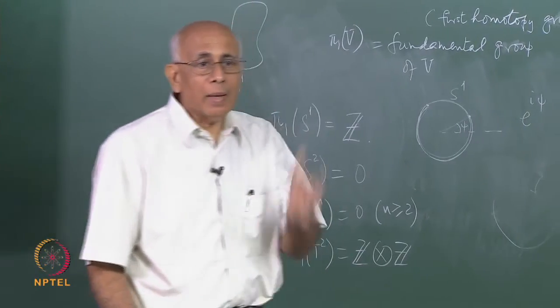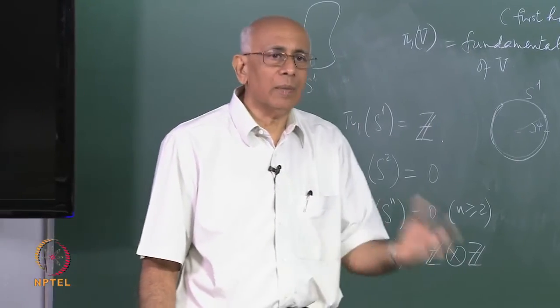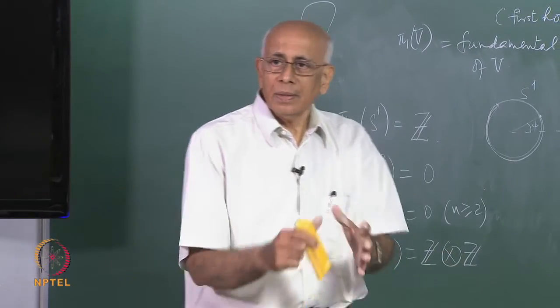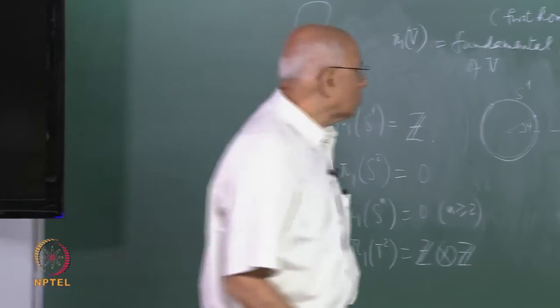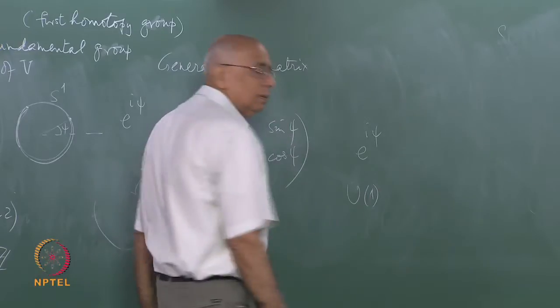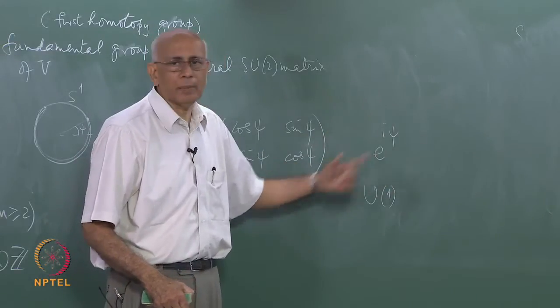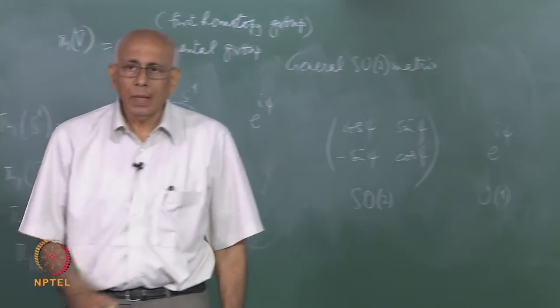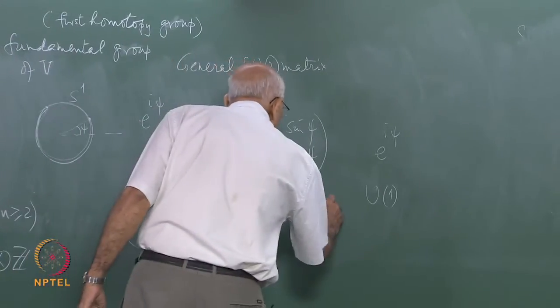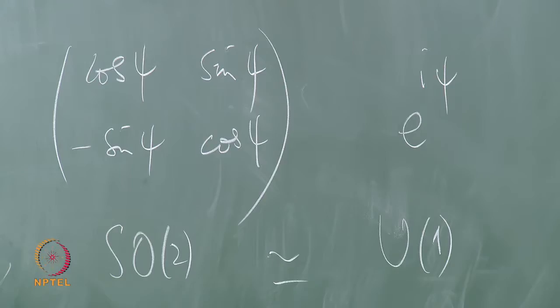But points on the unit circle also form a group. It is a group of 1 by 1 matrices, and they are unitary matrices because e to the minus i theta is the inverse of e to the i theta. So these fellows form a group U1. U2 was fairly non-trivial, but U1 is just one parameter, and these two are essentially the same. There is a 1-to-1 correspondence between them.